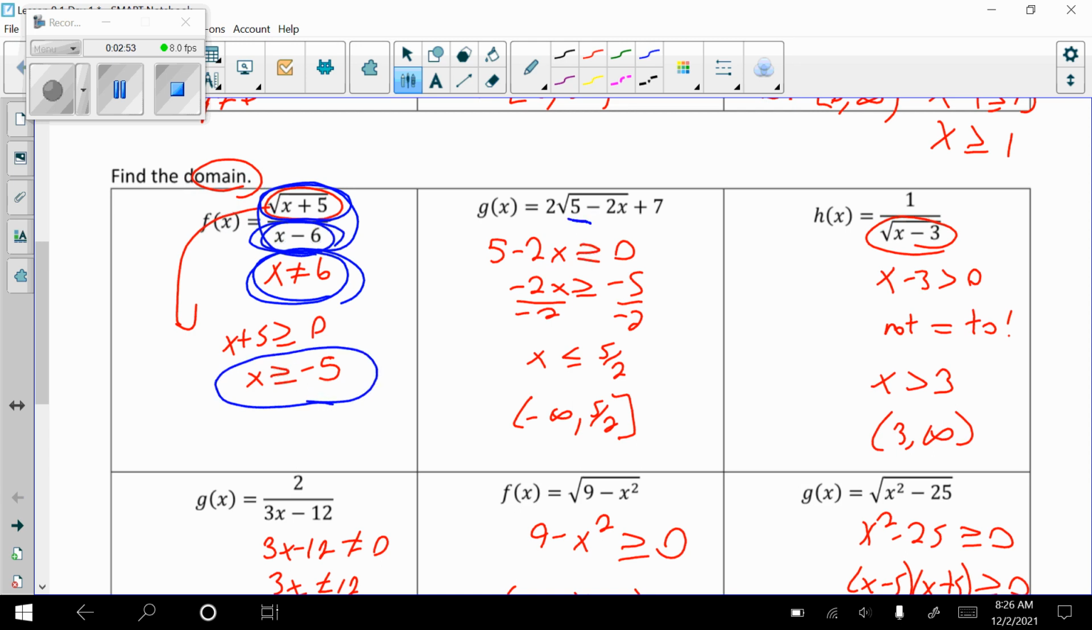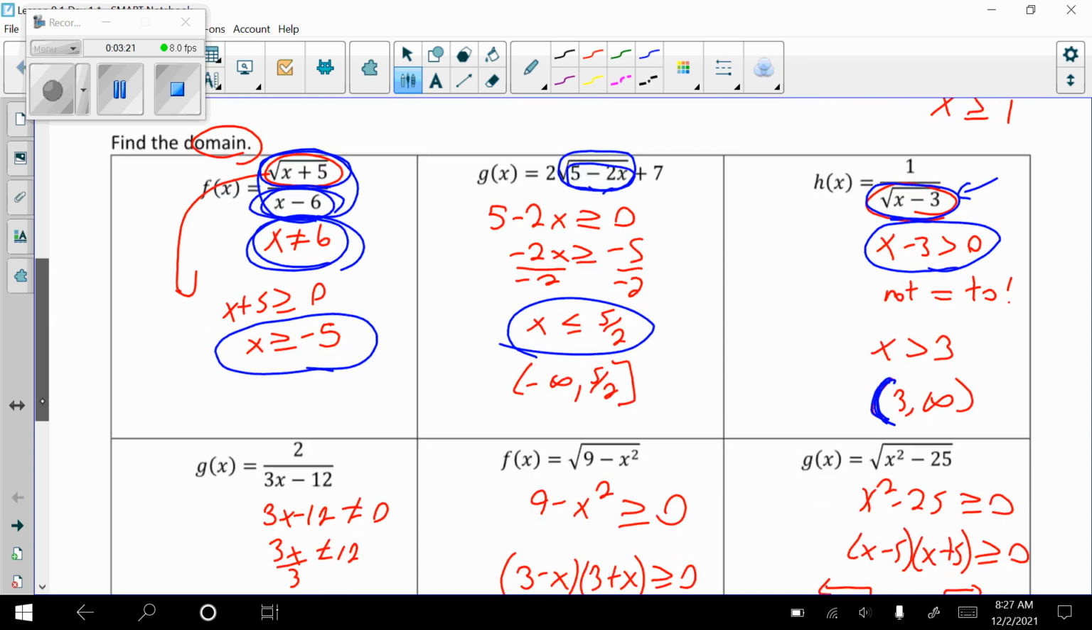For this one, the only thing that I care about for domain is that whatever's under the square root has to be greater than or equal to 0. And so I ended up with this. This one, since it's in the denominator, cannot equal 0. So it has to be greater than 0. Anytime it's in the denominator, we have to take special account of that. And so instead of having a bracket like we did before, this is going to be parentheses.